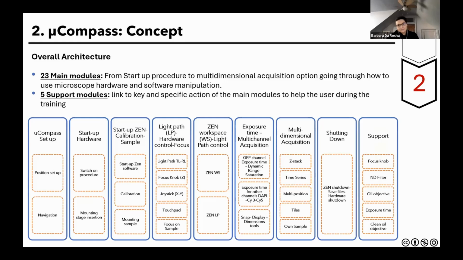So how is the Microcompass built? Its overall architecture is based on 23 main modules that really guide the trainee throughout everything on the microscope: the startup procedure, how to do multidimensional acquisition, but also how to manipulate the software and the hardware of the microscope. There are also support modules that are linked to specific steps within the training, helping the users if needed.